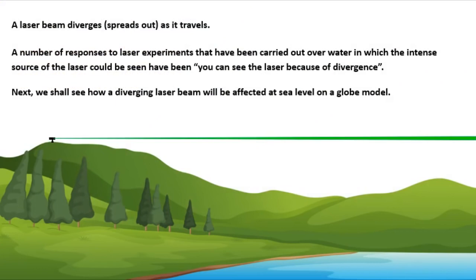A laser beam diverges, spreads out, as it travels. A number of responses to laser experiments that have been carried out over water, in which the intense source of the laser could be seen, have been: you can see the laser because of divergence. Next, we shall see how a diverging laser beam will be affected at sea level on a globe model.